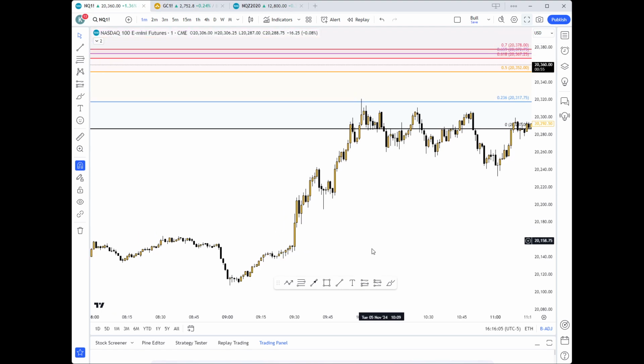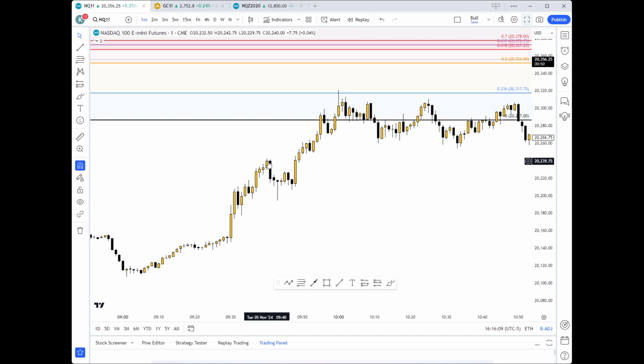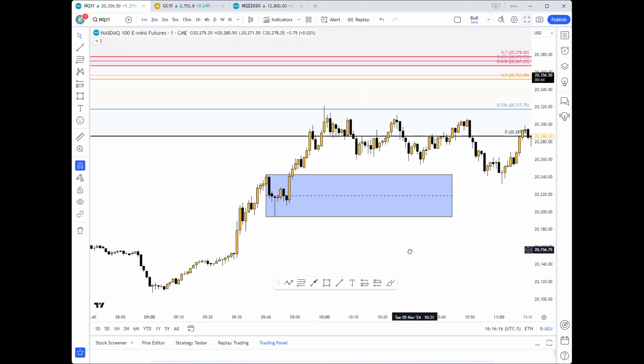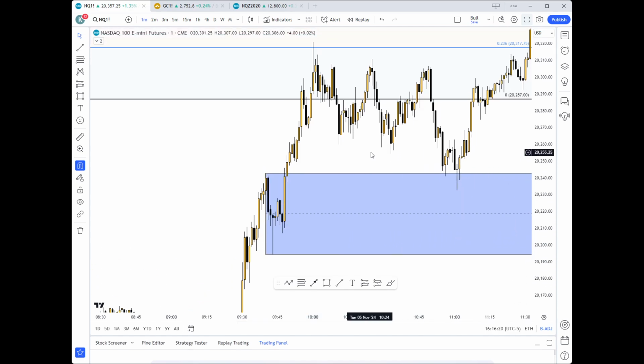So, again, 10 a.m. spike. No structure here. We finally create a swing to risk off of. That's important for later on. There's your swing, right? We'll get to this in a second.